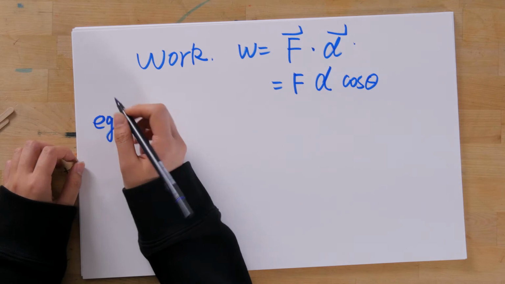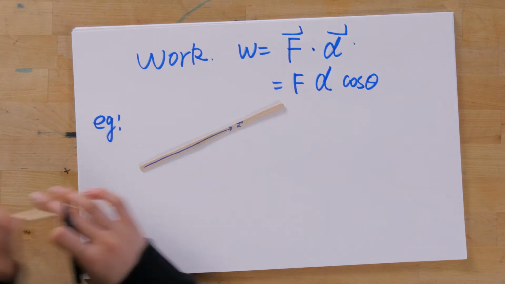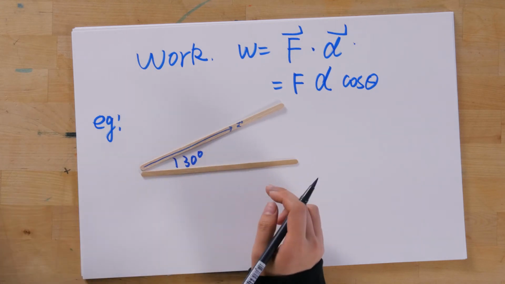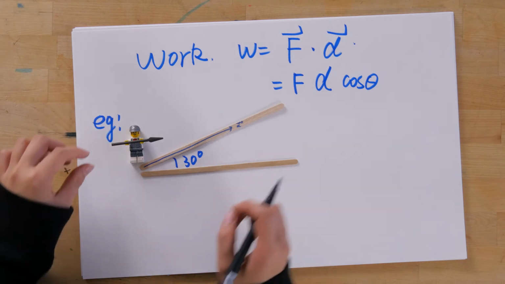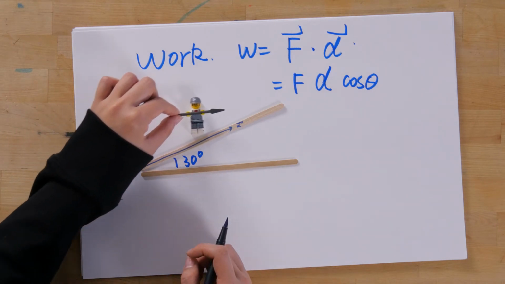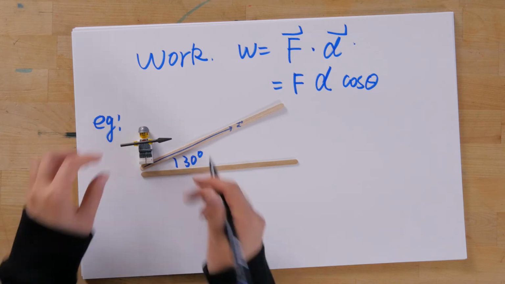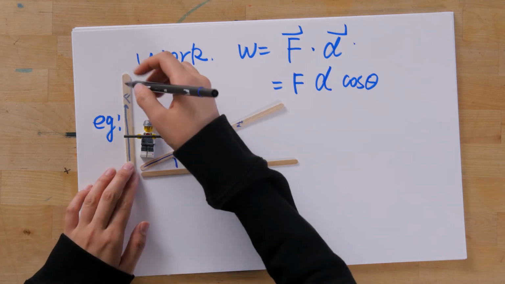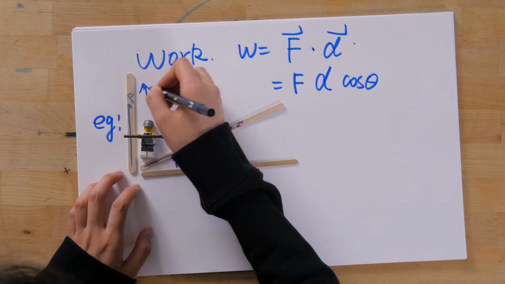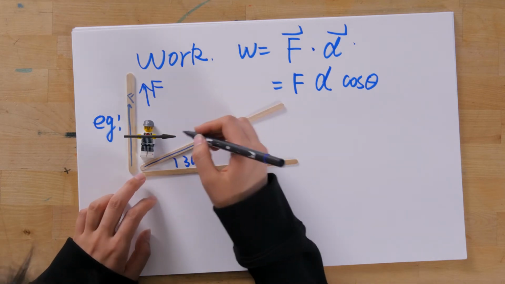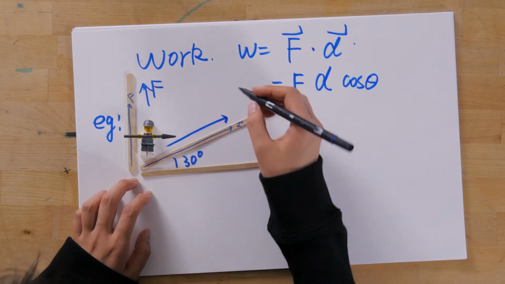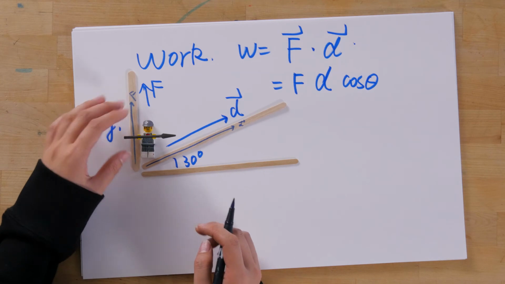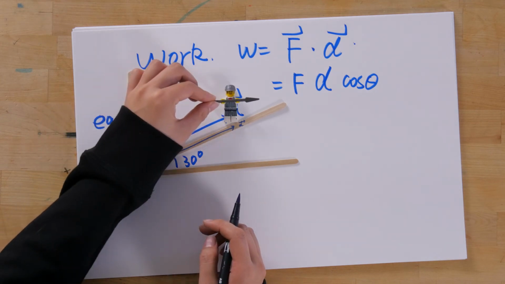Here we are looking at one example. There is a hill 30 degrees to the ground, and there is a person climbing up the hill. The person is holding a weapon and gives the weapon an upward holding force. The force is F, pointing up, and the displacement is along the direction of the hill. So how much work does this person do when carrying this weapon from here to here?